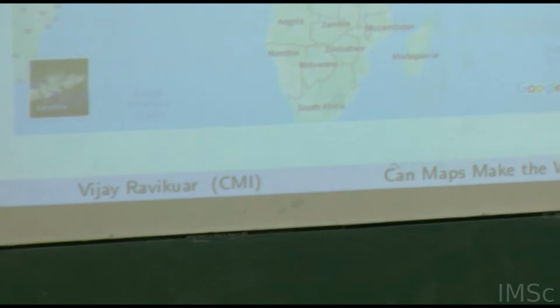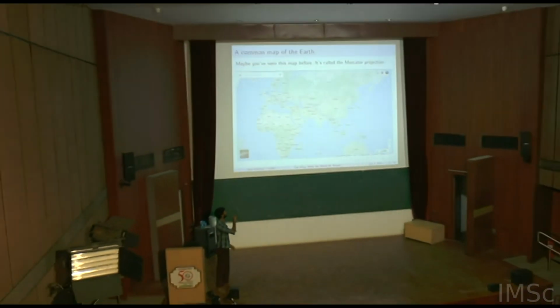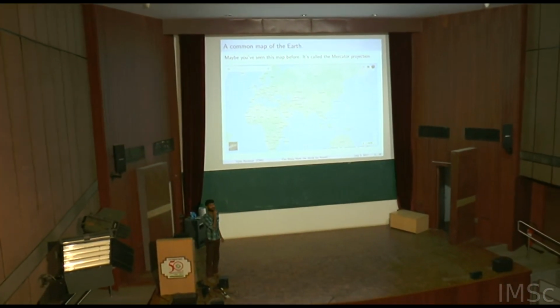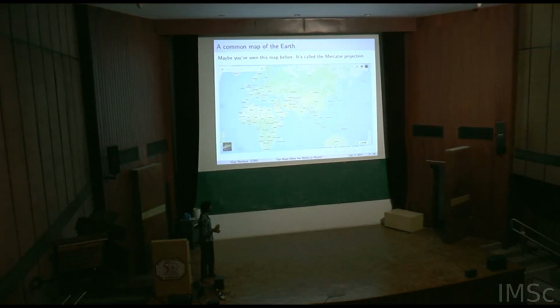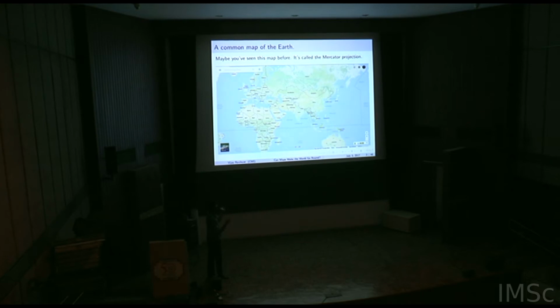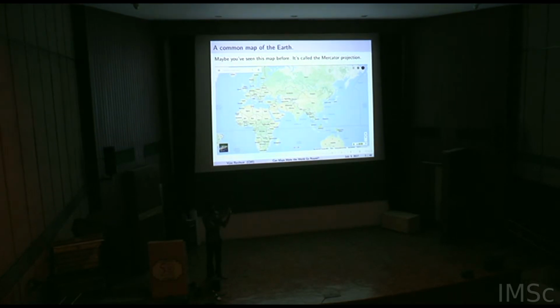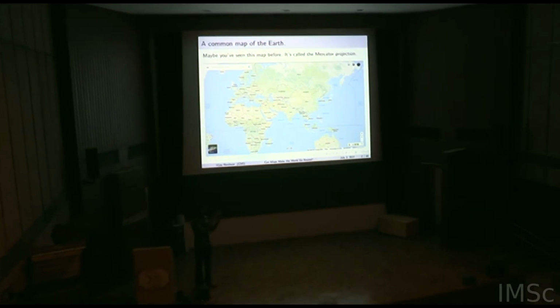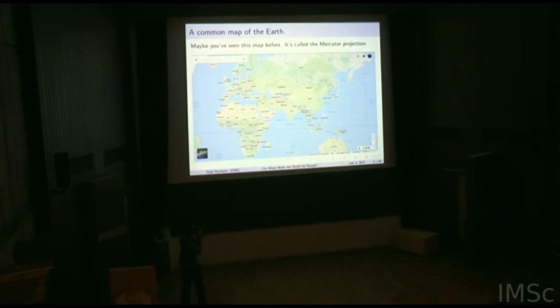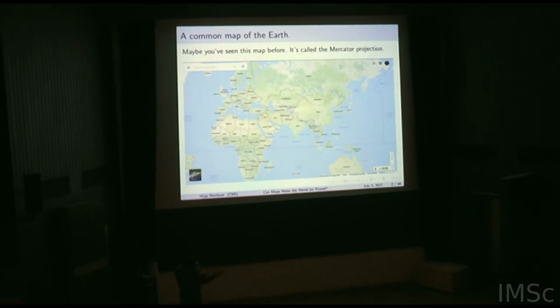So I wonder if you've seen this map before. Maybe we can dim the light a little bit. I'm guessing a lot of you have seen this, but how many people have seen this map or something very similar to it before? Just raise your hand if you've seen this map. It's the standard map that's used in Google Maps. It's called the Mercator projection.